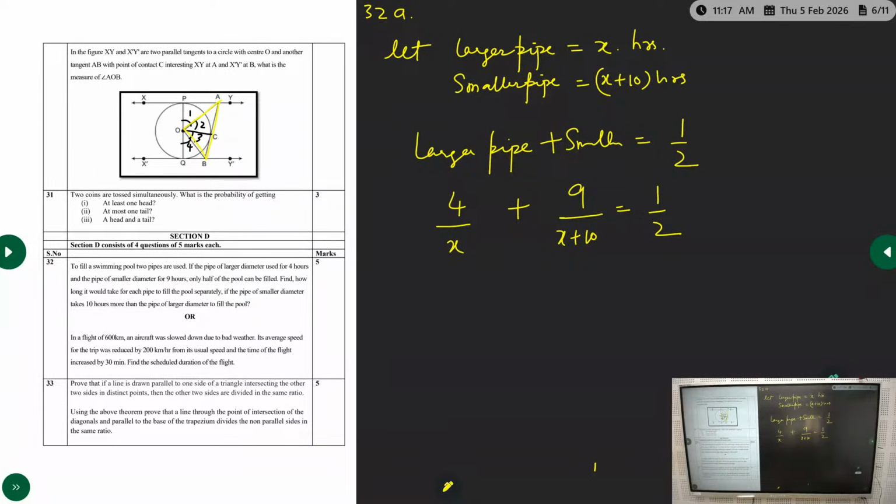x square minus 16x minus 80. The quadratic equation is x square minus 16x minus 80. Everybody wrote this one up to here.